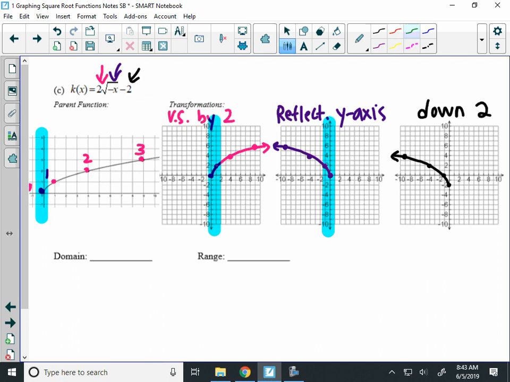Domain and range. Domain is the left and right. I have an arrow on the left, which means my graph goes from negative infinity until the right value of 0. That's including the point of 0. The range, I start at the bottom. The bottom this time has a negative 2 as its lowest point, and it goes up to infinity because of the arrow.